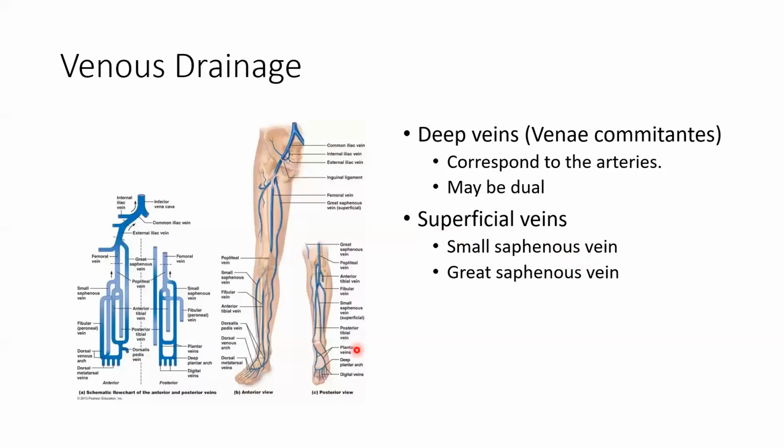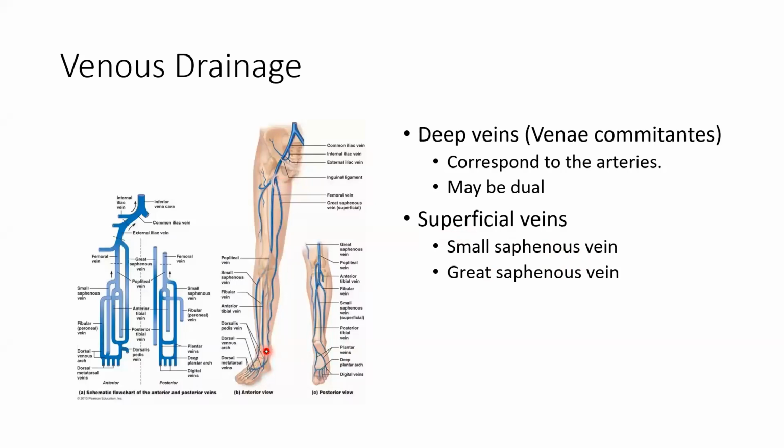In the leg, you have the small saphenous vein on the posterior aspect of the leg, and it travels posterior to the lateral malleolus. And on the medial aspect of the leg, you have the great saphenous vein. So it travels anterior to the medial malleolus here, and it travels in the medial aspect of the leg here.